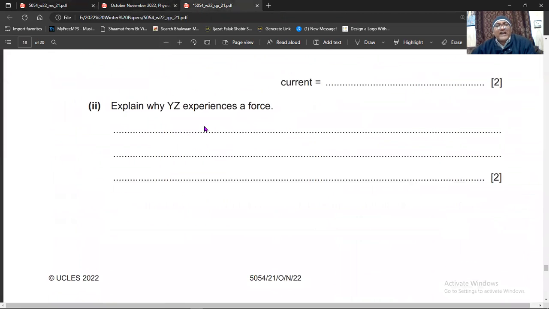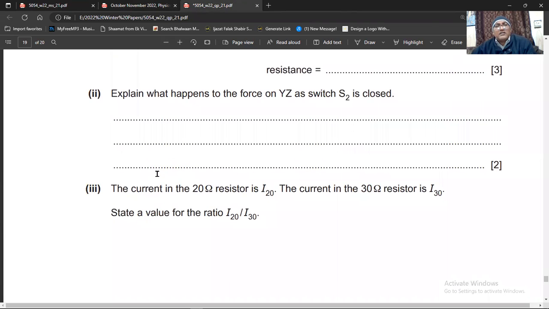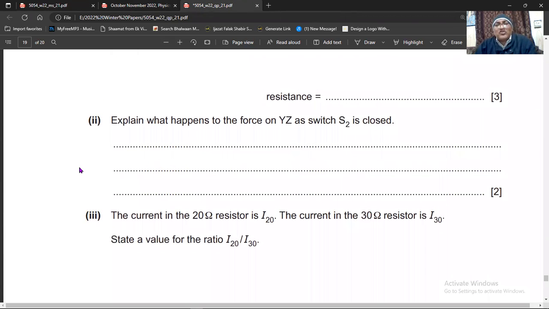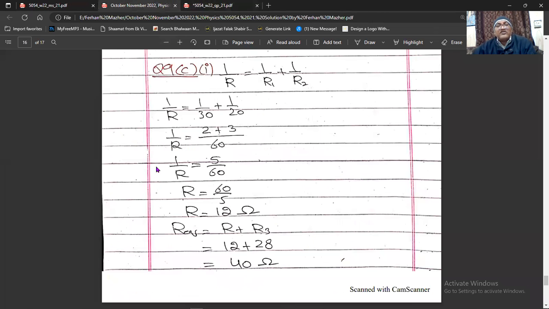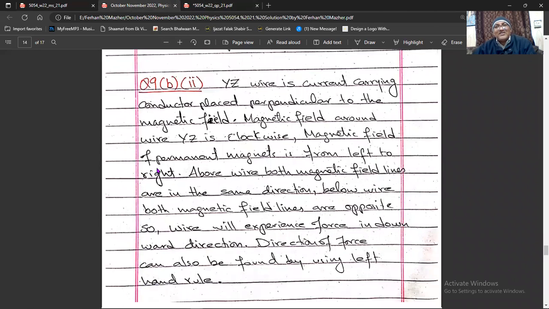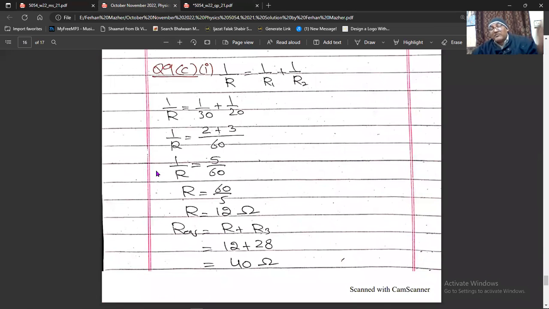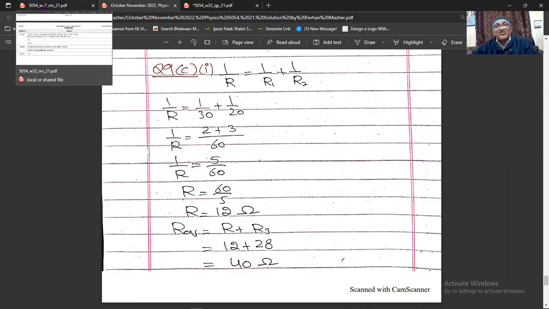Okay, so we are now going to the next question, and it says: explain what happens to the force on the wire YZ as the switch S2 is closed. You see, when you close the switch S2, the resistance of the circuit is now 40 ohm, and before it was 48 ohm. So the resistance has become 40 ohm instead of 48 ohm. The resistance of the circuit has decreased, so the current from the battery will increase. When more current passes through the YZ wire, it will experience a larger force in the downward direction.